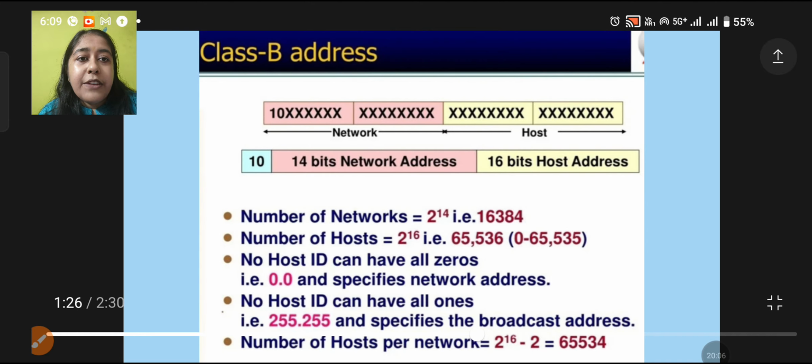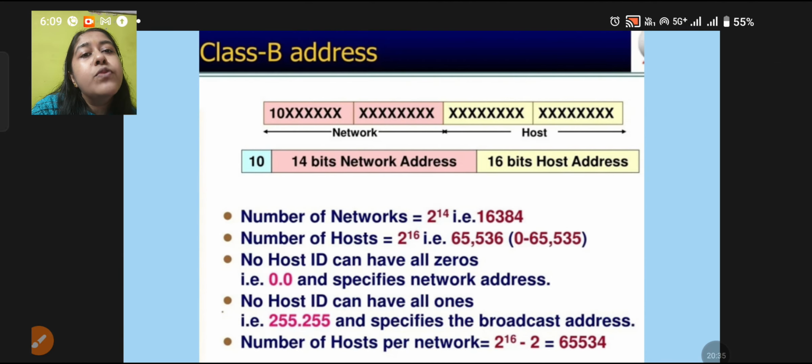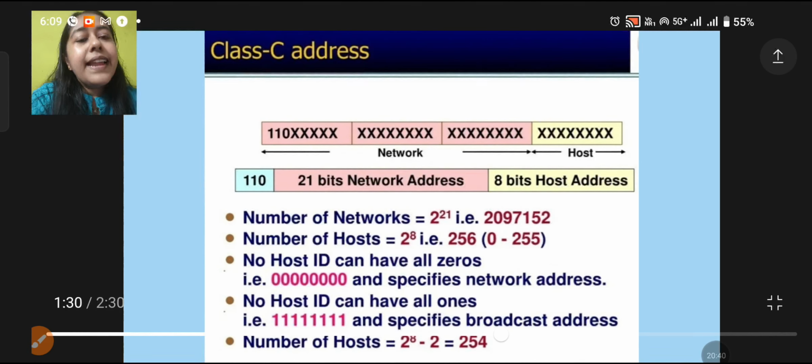Now host address. The number of networks here is 2 to the power 14, that is 16384. The number of hosts is 2 to the power 16, that is 65,536, 0 to 65535. No host ID can have all zeros, that is 0.0, as that specifies the network address. No host ID can have all ones, 255.255, as that specifies the broadcast address. The number of hosts per network is 2 to the power 16 minus 2, that is 65534, right?